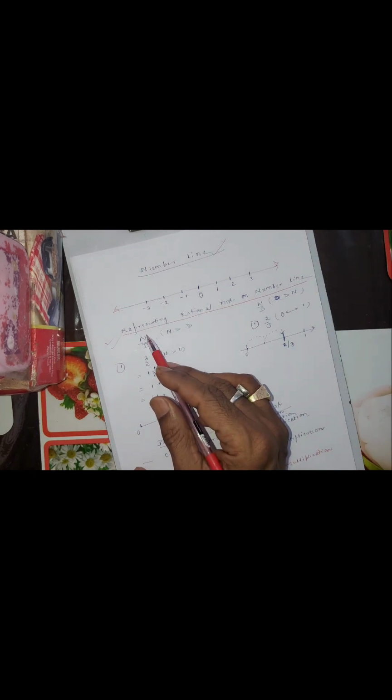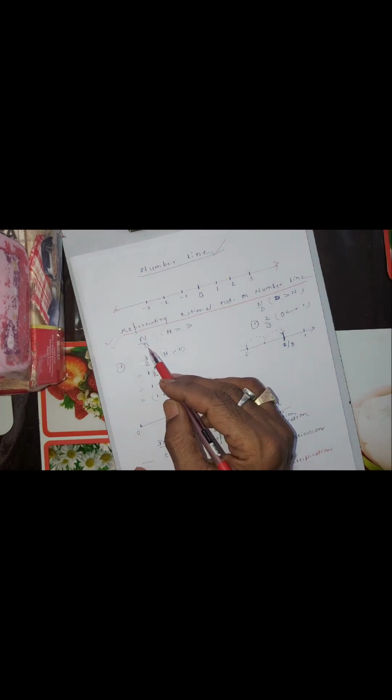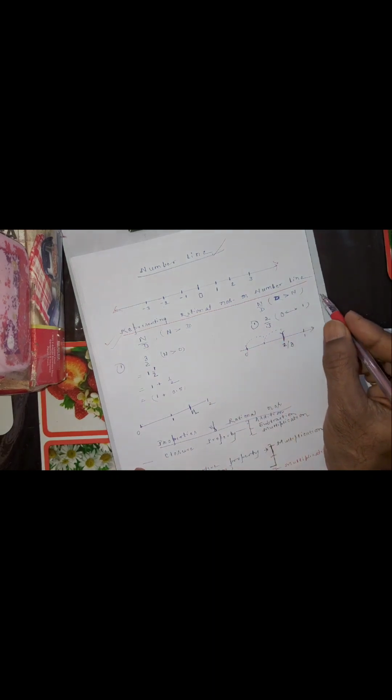So what you are seeing, numerator and denominator. A rational number is in the form P by Q. P is the numerator and Q is the denominator. So N by D, N is the numerator and D is the denominator. First case: numerator is greater than denominator. Second case: numerator is less than denominator.